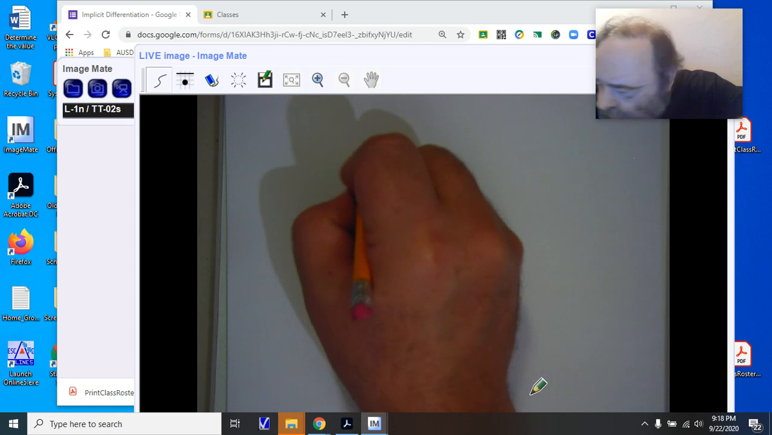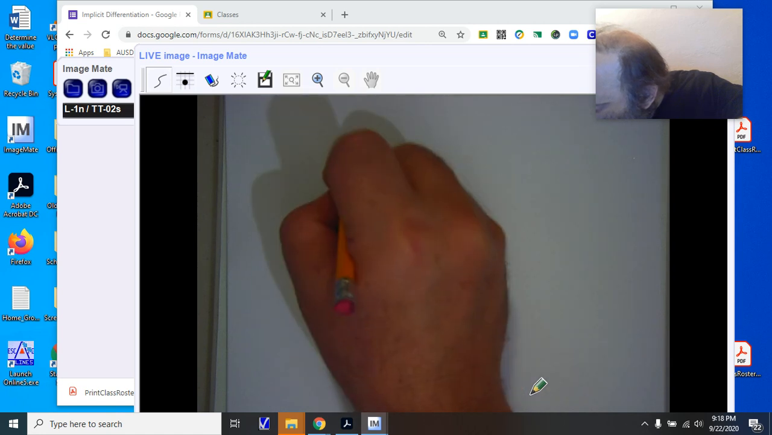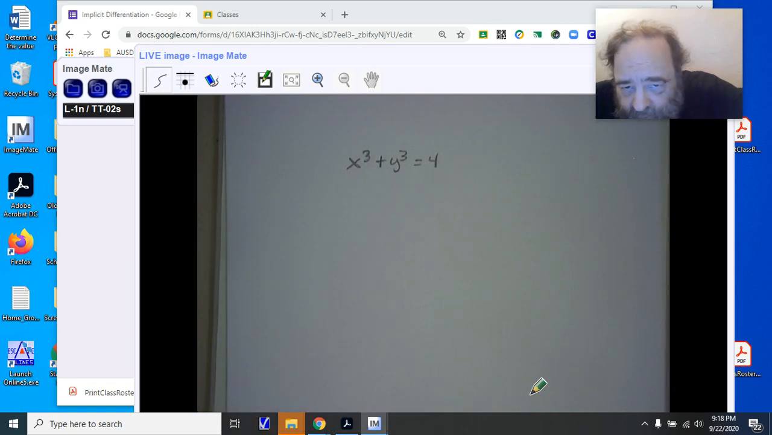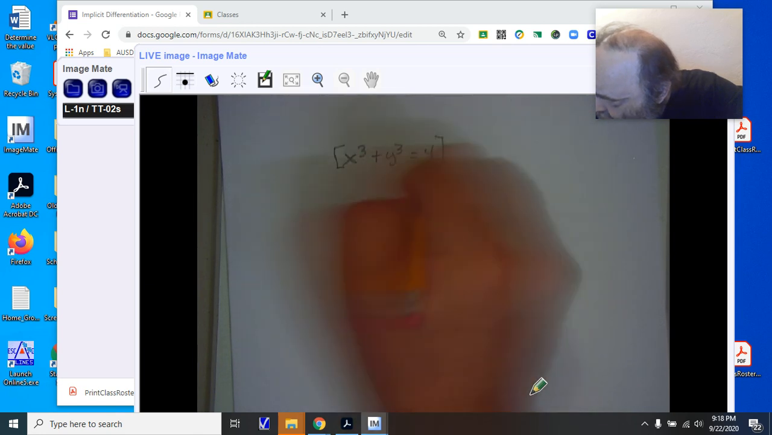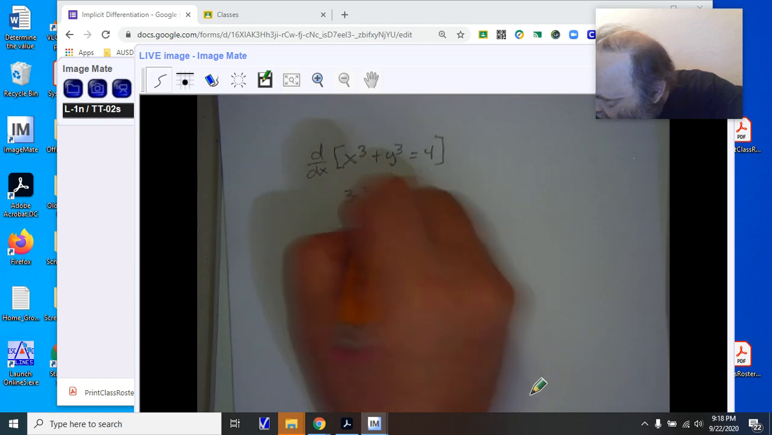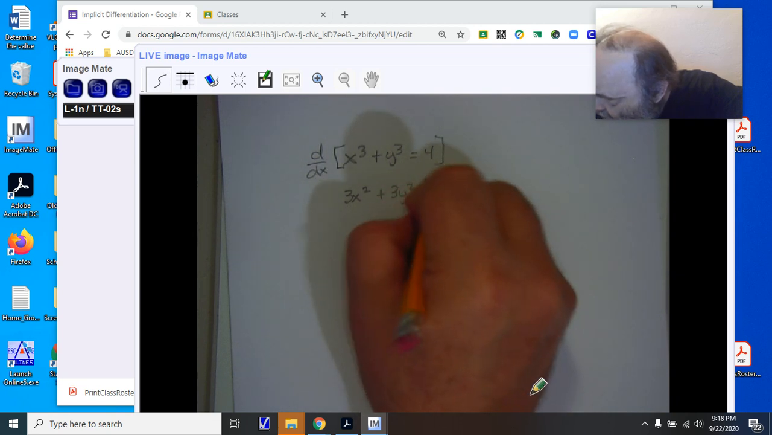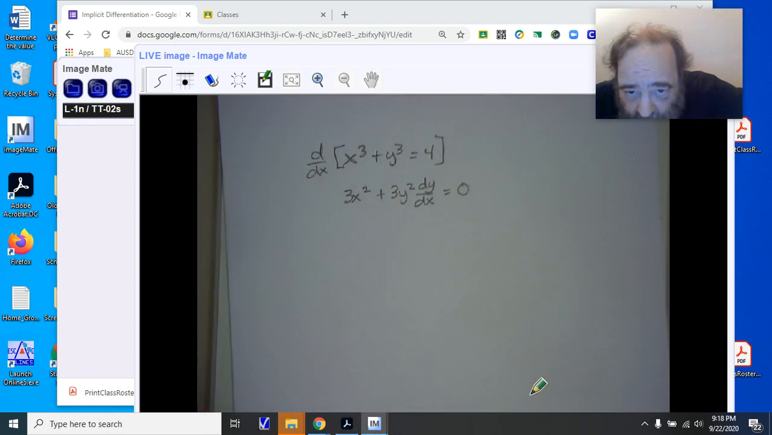If I have x cubed plus y cubed, and I'm trying to solve this, and I say that it equals 4, we now have an equation. So we're going to do this implicitly, and we're going to be taking the derivative of both sides, d/dx. This is the explicit, 3x squared, and then we have our implicit, 3y squared dy/dx, and it equals 0, the derivative of a constant. Now our goal is to isolate the dy/dx to get it all by itself and thereby solve for it.